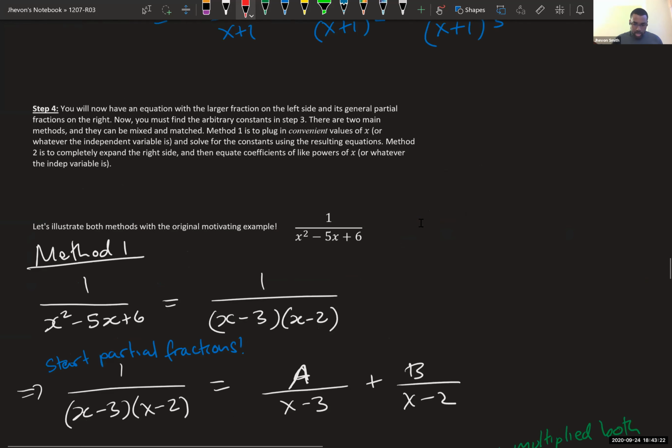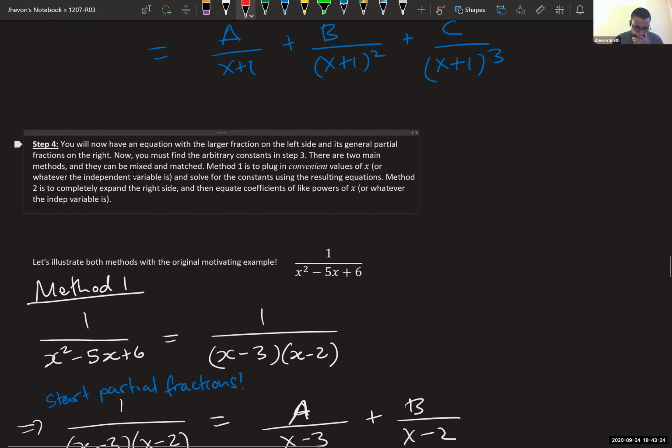And I did mention here, did I say that? Yeah, they can be mixed and matched. I mentioned that in the notes here.